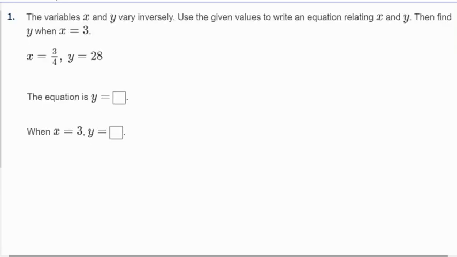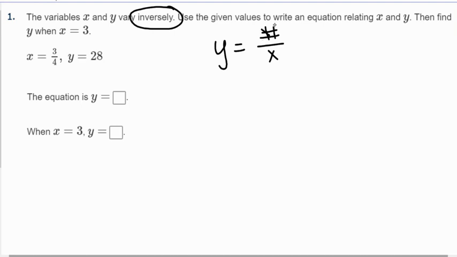Our first question says the variables x and y vary inversely. That word inversely is a big clue for this problem. Use the given values to write an equation relating x and y, then find y when x is 3. So when variables vary inversely, the equation that you're going to write relates y with x in the form of a fraction. So y equals some number over x, okay?